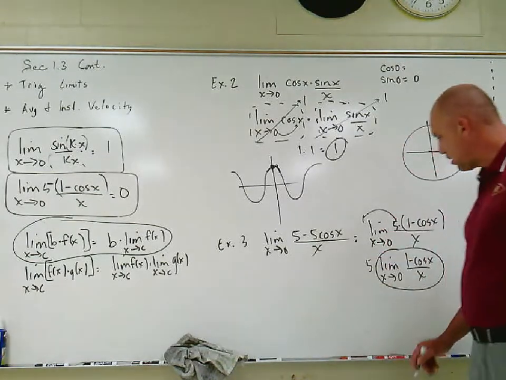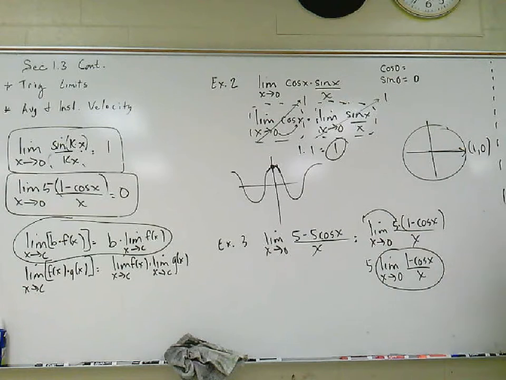And that limit there, now we gotta be careful. It doesn't go to 1. What does that limit go to? 0. So that goes to 0. Well, 5 times 0 is still 0. But now you've shown that it's 0. Okay. And that's how you work these limits analytically.